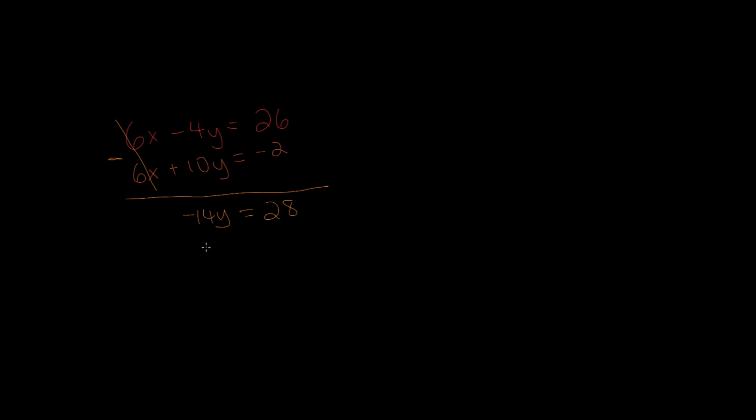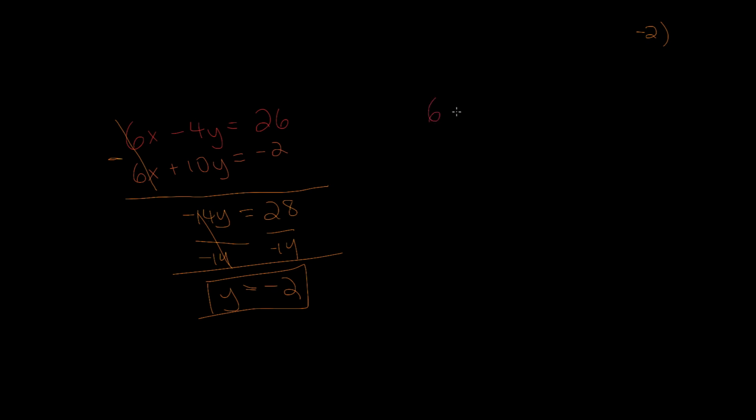And so to get just y, we're going to divide by negative 14 on both sides, and that's going to leave us with y is equal to negative 2. So that's going to be the y-coordinate of our solution. Now what we do is just plug in -2 for y into either of the equations. I'm going to choose the first one.